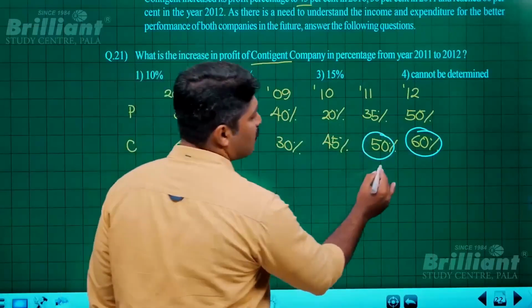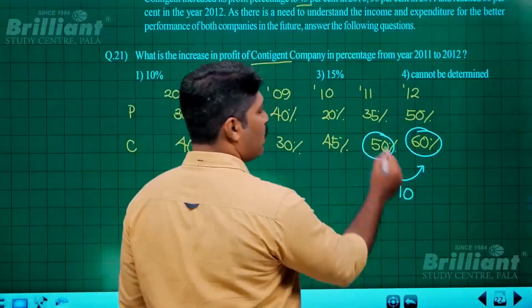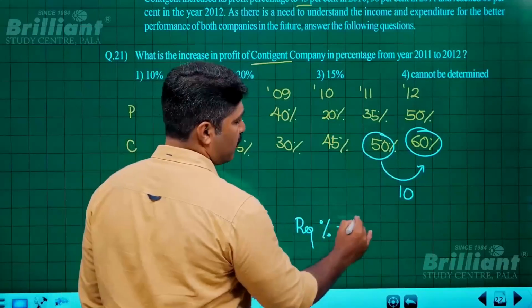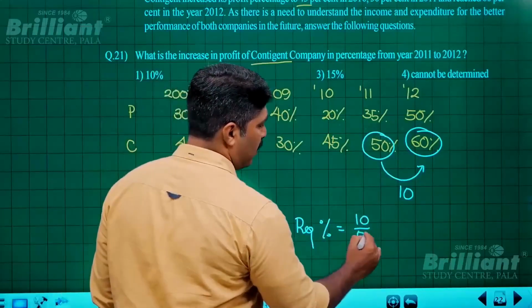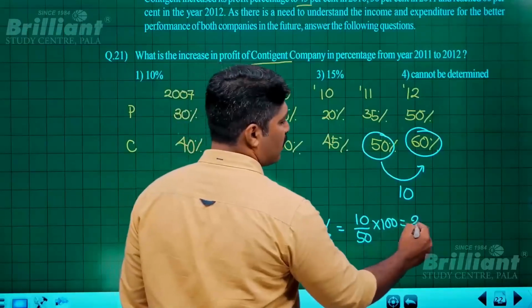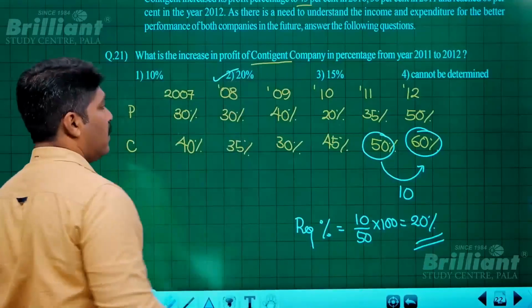Percentage-wise variation means this 50 becomes 60. What is the increase here? 10 out of 50. So the required percentage is 10 by 50 into 100, that is 1 by 5 into 100, equal to 20%. So there is an increase of 20%.